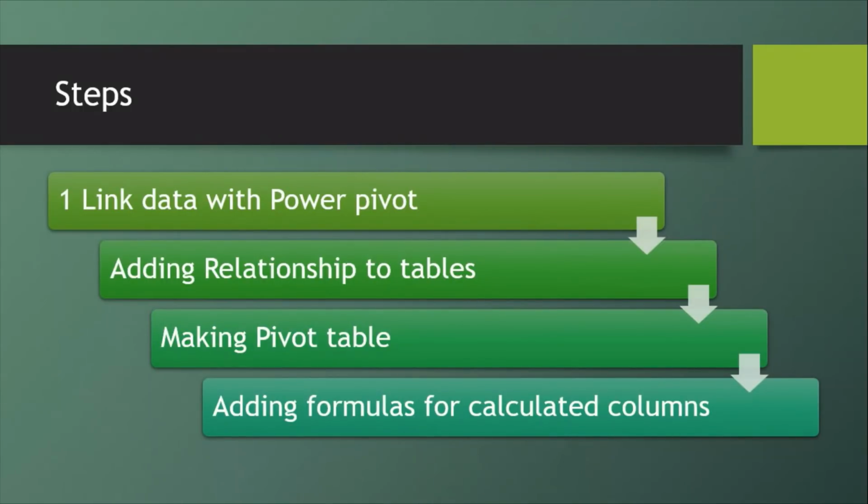There will be a couple of steps. First of all, we will link the data with Power Pivot. We'll add relationships to the tables. We will make a pivot table and we'll add formulas for calculated columns in the pivot. So these are the four steps we'll be learning in Excel. But let's start by trying to understand what data we have right now.